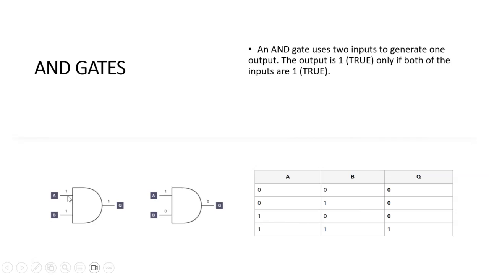So for example, if they both were 1 and 1, what you do is you look at this row, and whatever the output is should be on the other side. If it's 1 and 0, you look at the third row, 1 and 0, and the output is 0.